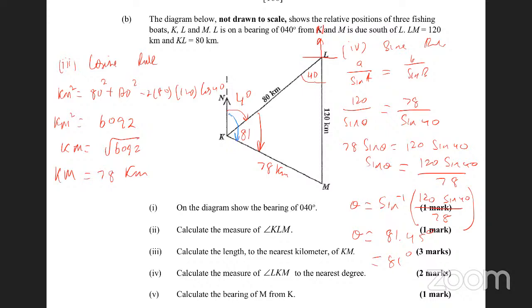So the answer for the last part is 40 plus 81, which is 121. Are you okay with that? One more. Good job, Nathan. Nice to see you again. One more and we're done, right? Bearings.